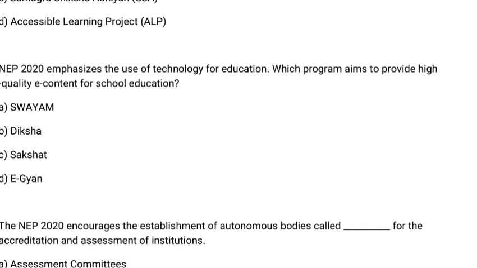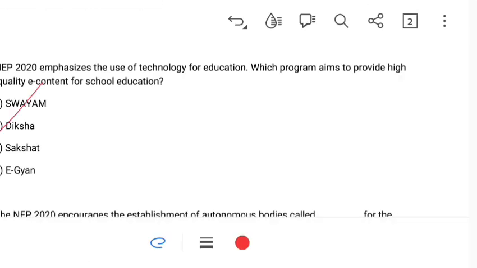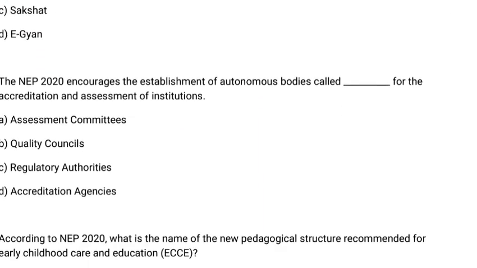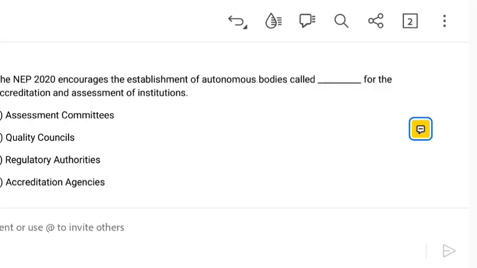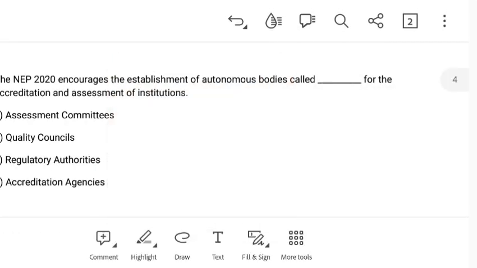The next question: NEP 2020 emphasizes the use of technology for education. Which program aims to provide high quality e-content for school education? Swayam, Diksha, Sakshat, E-Gyan. It will be Diksha, D-I-K-S-H-A, Diksha. Next, NEP 2020 encourages the establishment of autonomous bodies called what, for the accreditation and assessment of institutions? Assessment committees, quality councils, regulatory authorities, accreditation agencies. Okay, it will be quality councils.